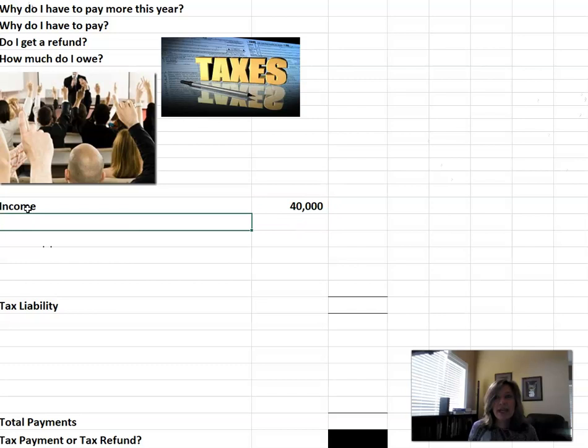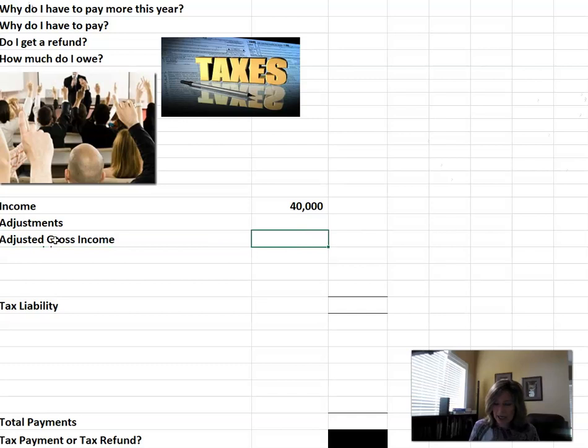And then if we had any adjustments, and these are going to be things like if we have self-employment or if we have our own business, they're called adjustments for AGI. The next thing that we're going to have is our adjusted gross income. This number is simply our income plus or minus any adjustments that we have.